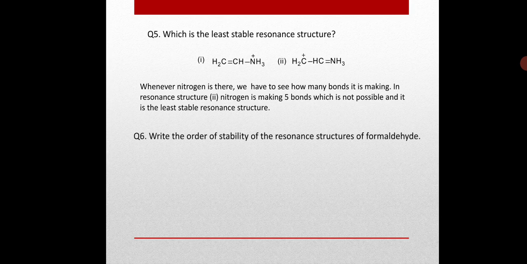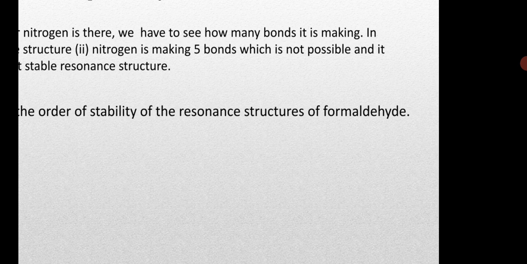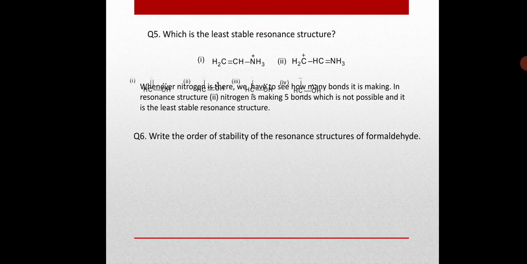Question number 6. Write the order of stability of the resonance structures of formaldehyde. This is the formaldehyde molecule, and these are the resonance structures. Now out of these 4 resonance structures, you can easily see that structures 3 and 4 have a smaller number of double bonds compared to structures 1 and 2. So they are less stable structures. But out of structures 3 and 4, do they have equal energy, or does one have less energy and the other more energy?